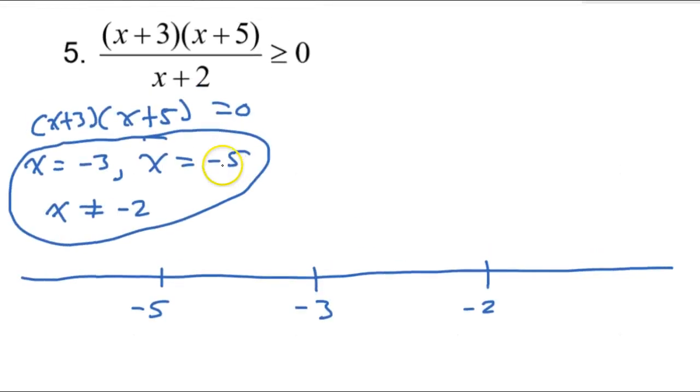Let's decide if these should be open circles or closed circles. Well, the illegal value automatically has to be an open circle because it's illegal. The other two depend on whether or not this is greater than or equal to. Because it's greater than or equal to, these two values should be included. So we'll put a closed circle.